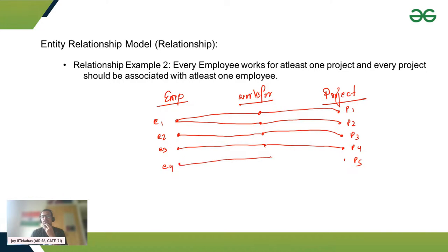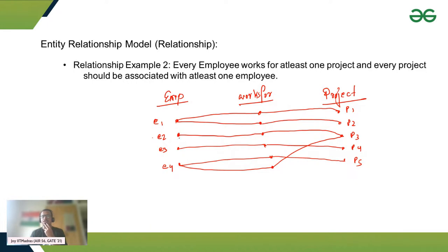Right. Suppose E4 is working for P5. Then again, this E4 is also working for, suppose, P3. So here we can see that P3 is worked on by two employees, E2 and E4, whereas E4 is working for two projects, P5 as well as P3.